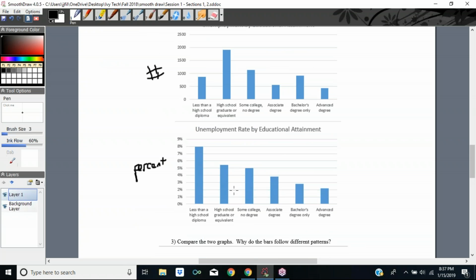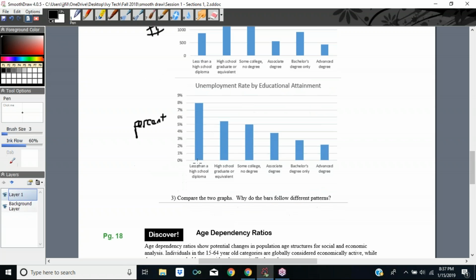So in comparing those, the bars in the top represent numbers of people, the bars in the bottom represent the percent in that particular category that are unemployed. So the number of unemployed people divided by the number of total people in that category. And that's why they follow different patterns. They're representing different pieces of information.